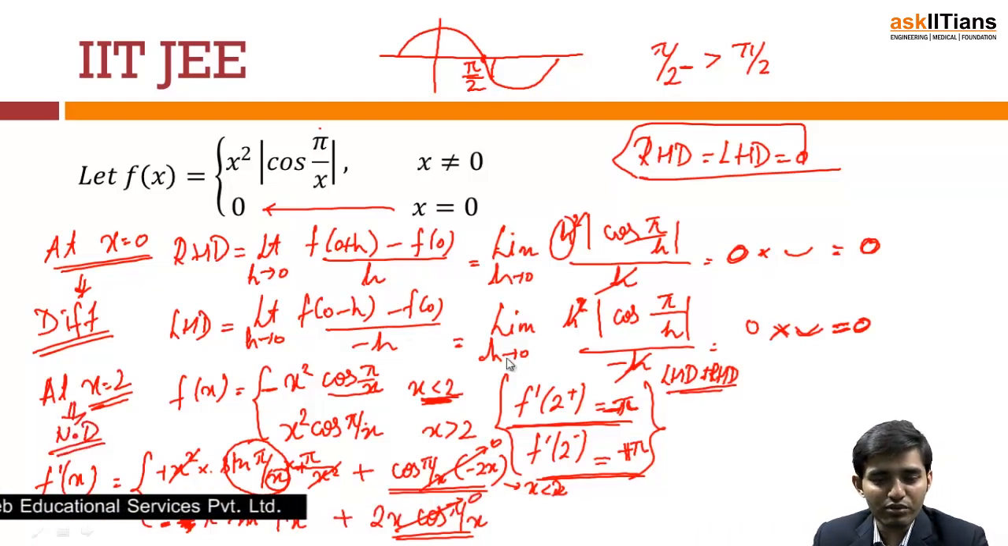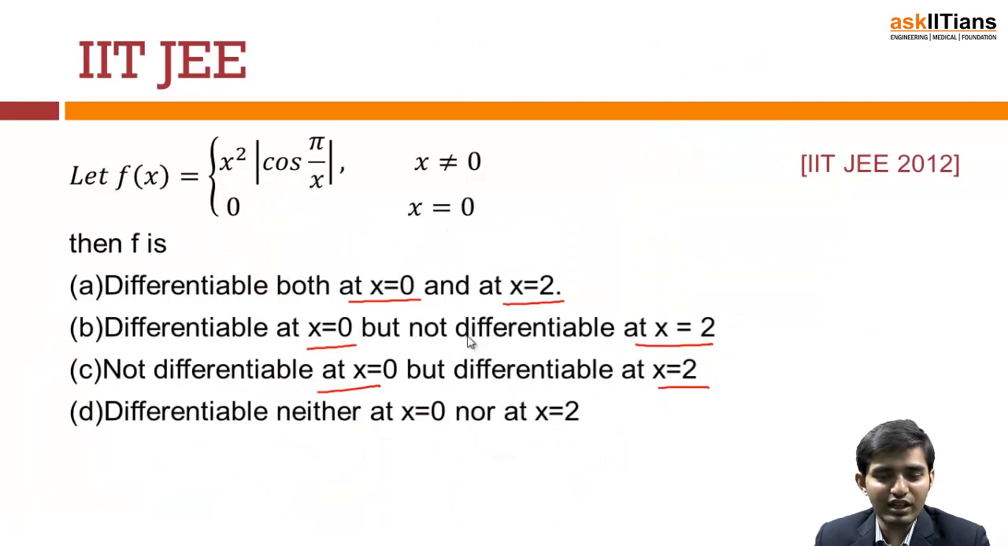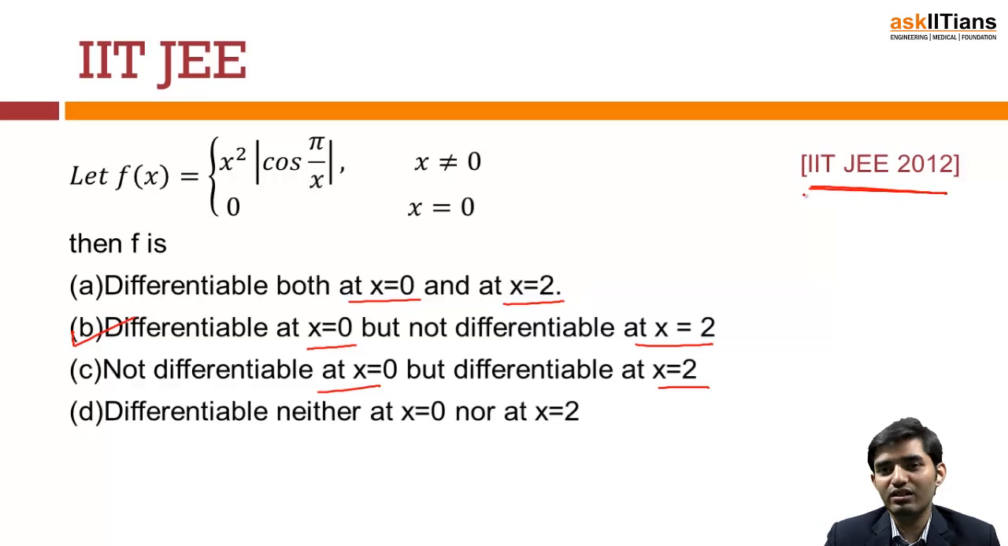So which will be the correct option? The correct option will be it is differentiable at x equal to 0 but not at x equal to 2. So option B will be the correct answer, differentiable at 0 but not at 2. So again by using the definition of LHD and RHD, you can find out whether it is differentiable or not, and this was asked recently in JEE 2012 itself, right?